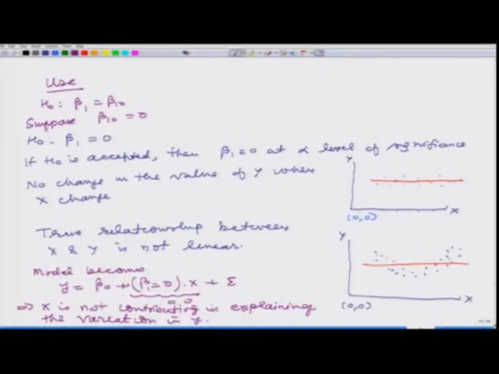On the other hand, there can be another situation: suppose H naught, beta 1 equal to 0, is rejected. So, what are we trying to say? We are simply trying to say that in this two-dimensional graph, x and y axis, yes, there are some observations like this, and we are trying to fit here a model like this one.